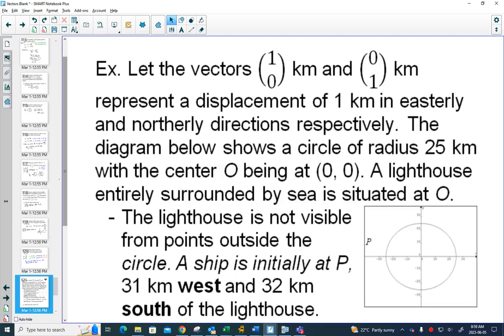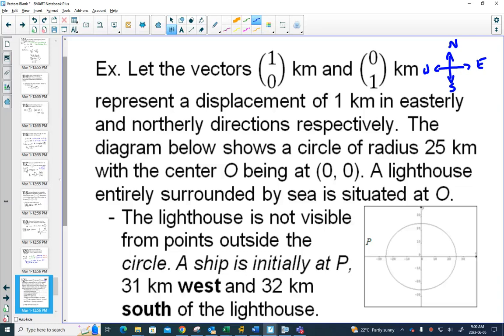So our unit vectors of 1, 0 and 0, 1 are often used in these questions. In this case, they're telling about displacement either to the north or to the east. Because if you think of north, south, east, and west, 1 kilometer up would be 1 kilometer to the north, 1 kilometer to the right would be 1 kilometer east.